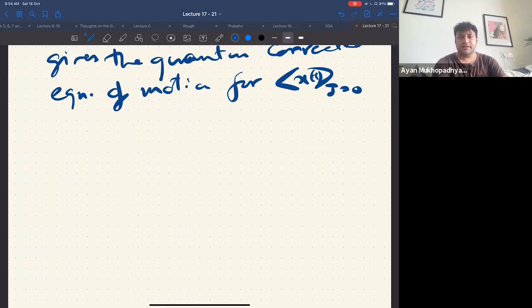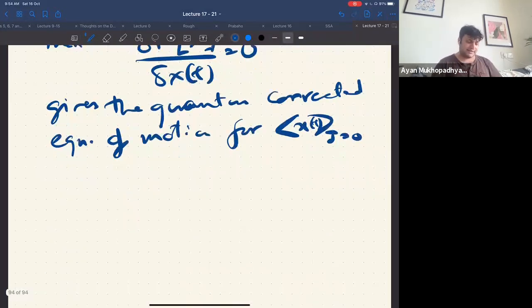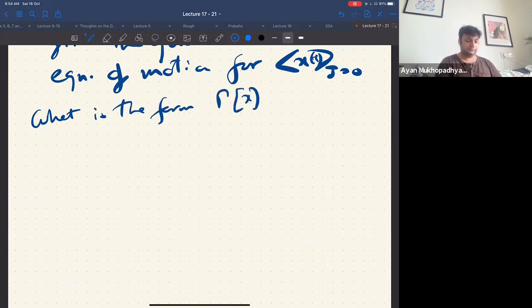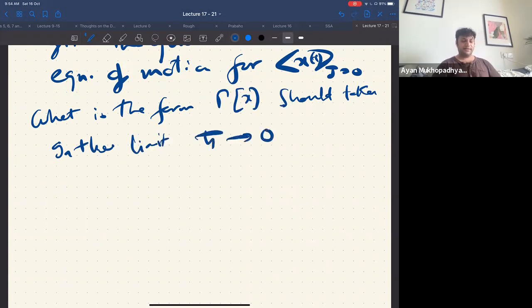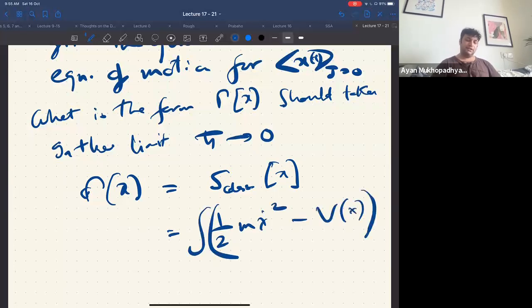Okay, so now what I'm going to do is to say what this gamma of x is in more detail. As I said in my last lecture, gamma of x has a much more beautiful role. But before going to that role, let us see what form gamma of x should take. Firstly, in the limit h bar goes to 0, gamma of x should reduce to simply the classical action of x, which is simply half m x dot squared minus V of x.